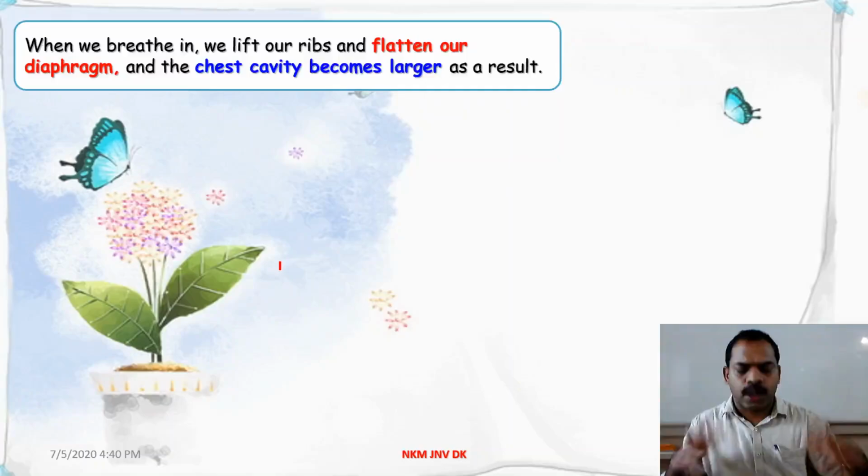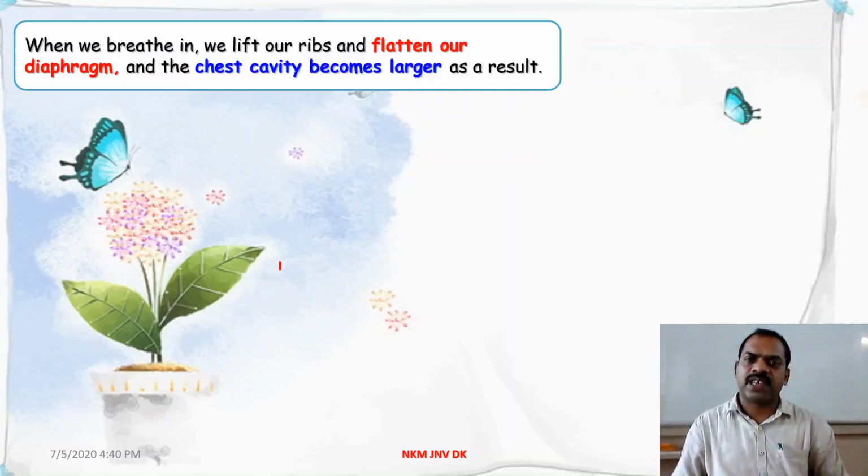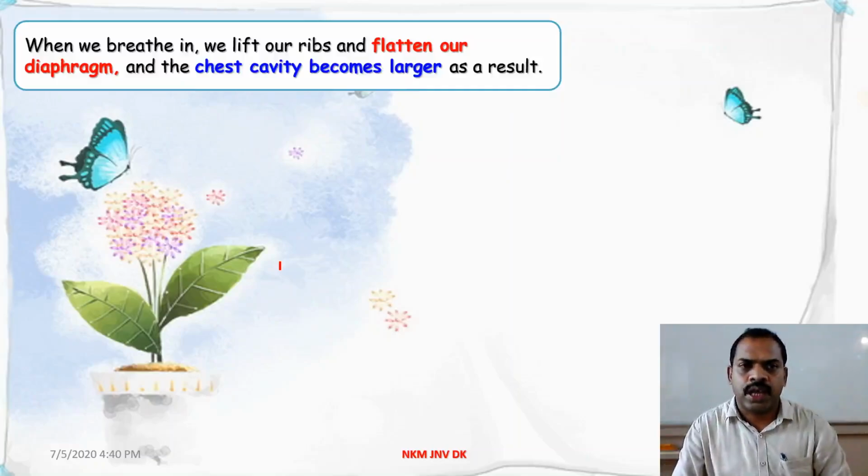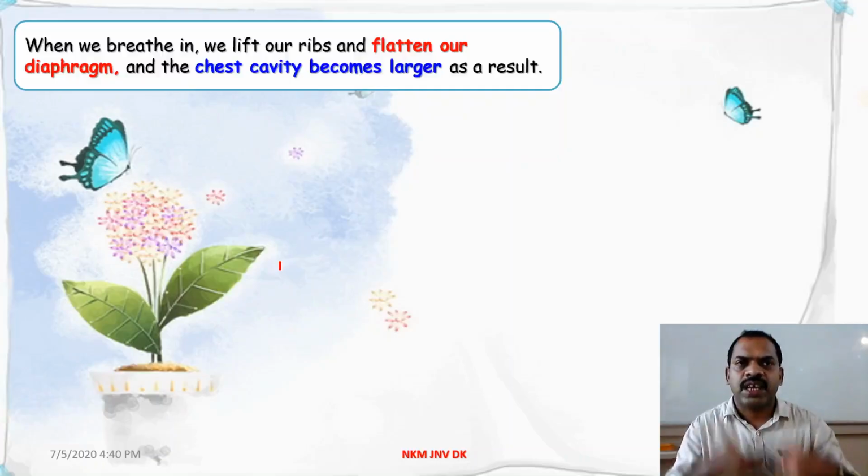Now this is about how the air gets inside and goes into the lungs, and the structure of the lungs. Then we come to the next area, the mechanism of breathing. How do we take the air in and out?